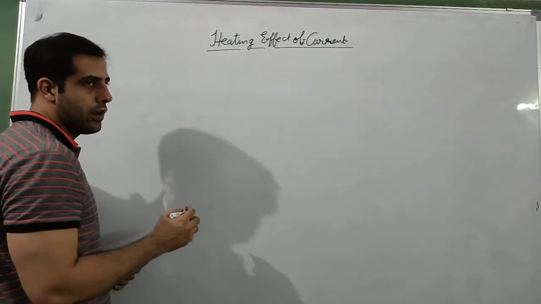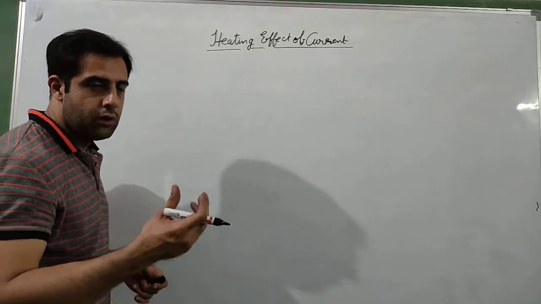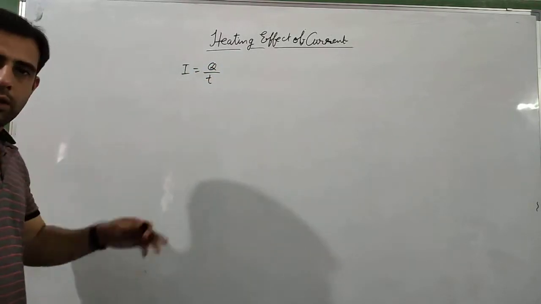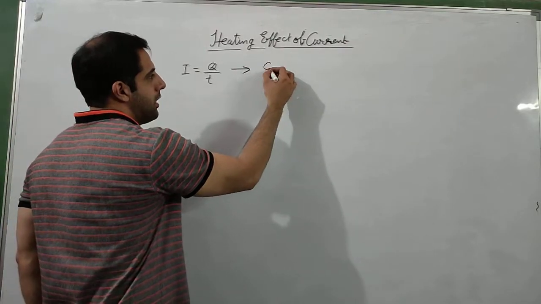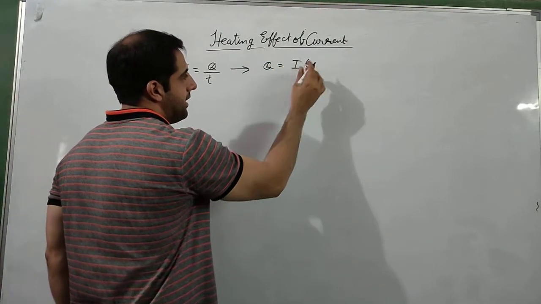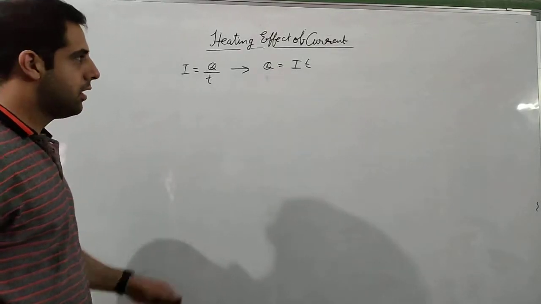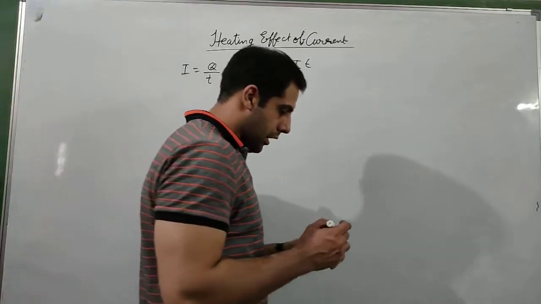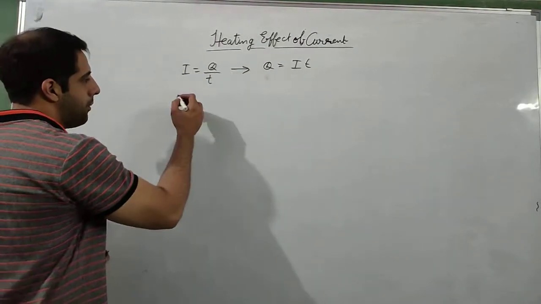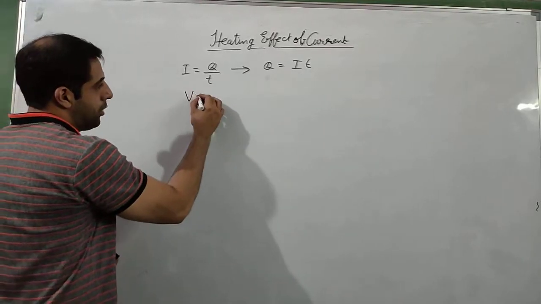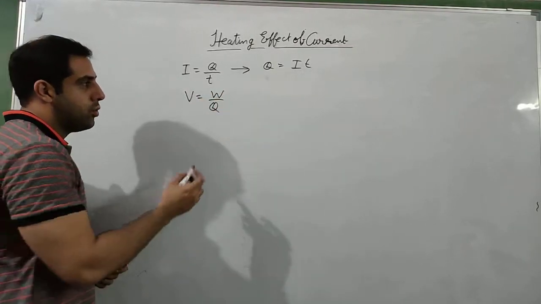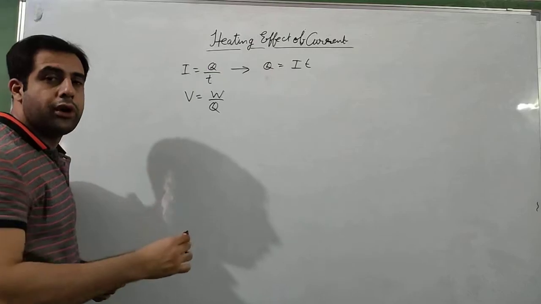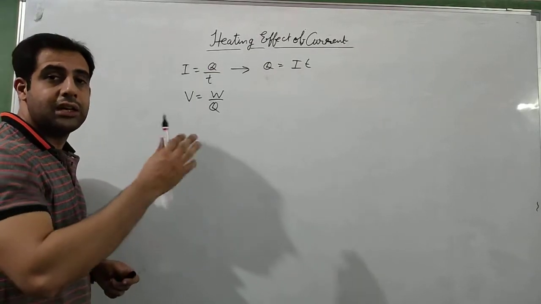Now if a current is flowing in a conductor, that means there is some charge Q flowing in the conductor, and the formula is given as I equals Q by T. We already studied that. From this formula we can write that Q equals IT. The amount of charge Q that is flowing is equal to current into the amount of time for which the charge is flowing. Now we also studied one more formula when we studied potential, that potential is equal to W by Q, where W is the work done in carrying a charge Q from one end of the conductor to the other end of the conductor.